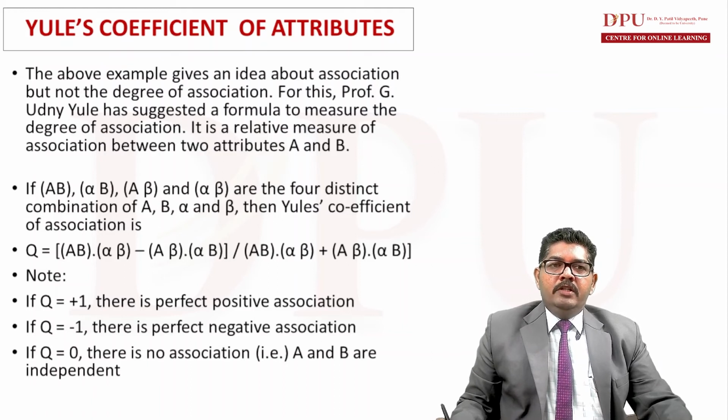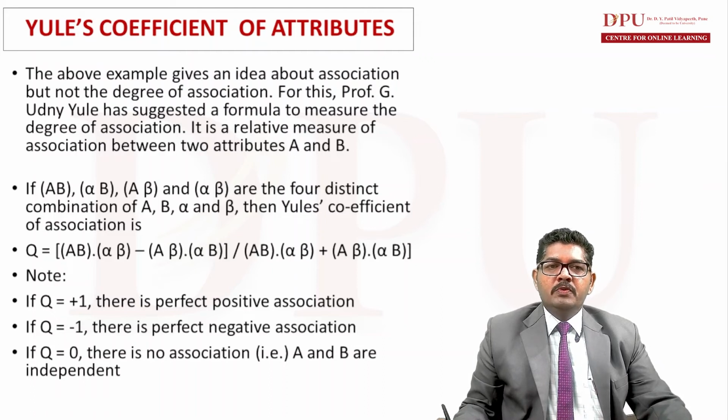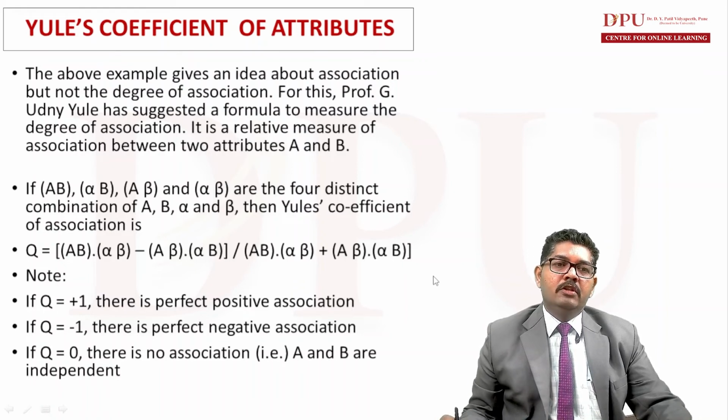Then there is something called Yule's coefficient, which gives us a value between -1 to +1. From that we can judge whether the attributes are positively associated or negatively associated, whether they are associated or not, and what is the strength of their association. So the above example gives us an idea about association, but not the degree of association. This particular coefficient gives us the value, or the degree, of association between the two variables.